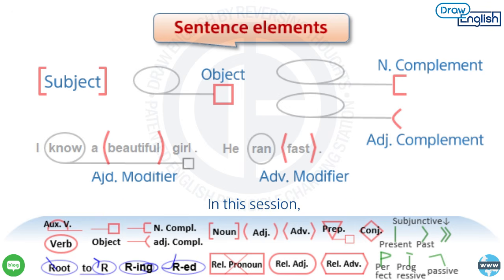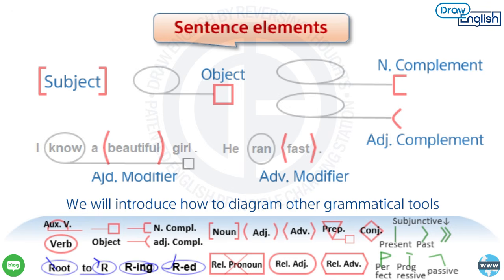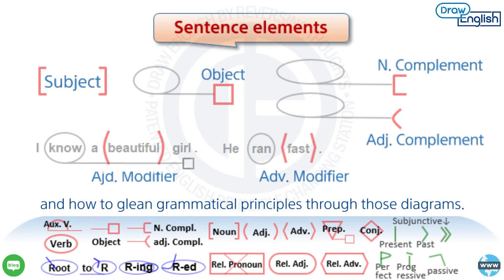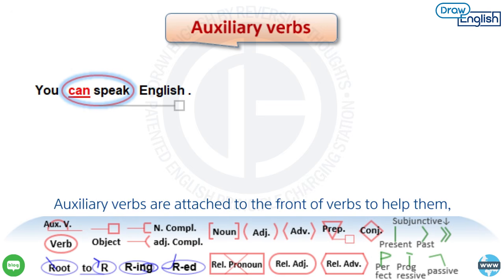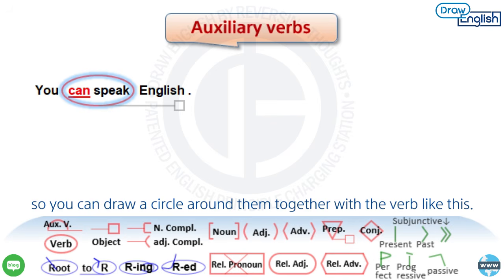In this session, we will introduce how to diagram other grammatical tools and how to glean grammatical principles through those diagrams. First, auxiliary verbs. As the name suggests, auxiliary verbs are attached to the front of verbs to help them, so you can draw a circle around them together with the verb like this.